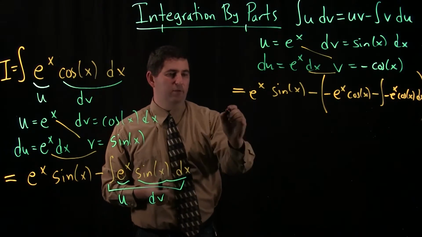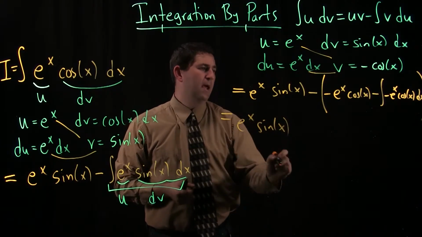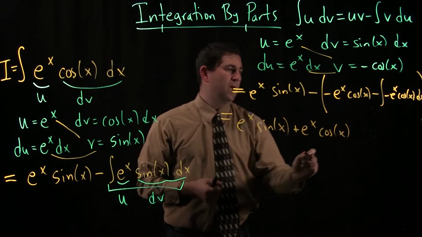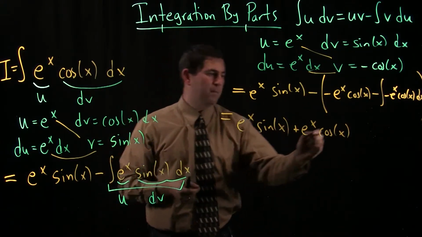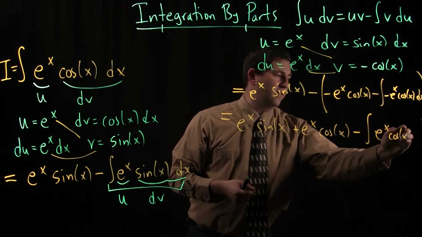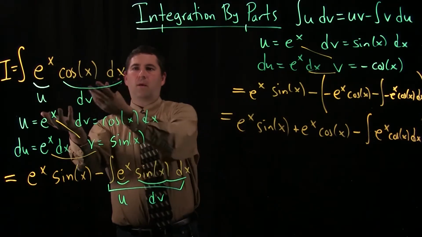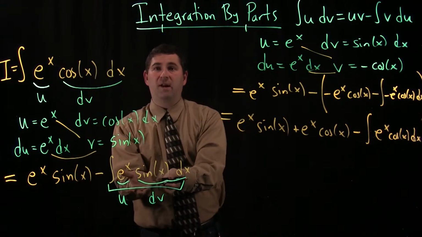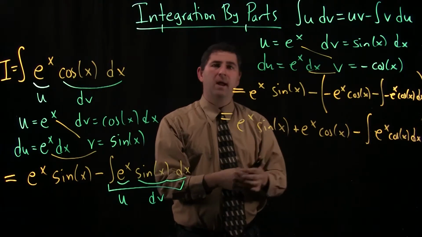Okay, so there's a lot there, so let's do a little simplifying. I have e to the x sine of x, minus a minus is plus e to the x cosine of x. Then I have minus, minus, minus, so three minuses is a minus, antiderivative of e to the x cosine of x dx. All right, so I started with a problem I didn't know how to solve. I converted it into garbage minus another problem I didn't know how to solve. I converted that into even more garbage minus my original problem.